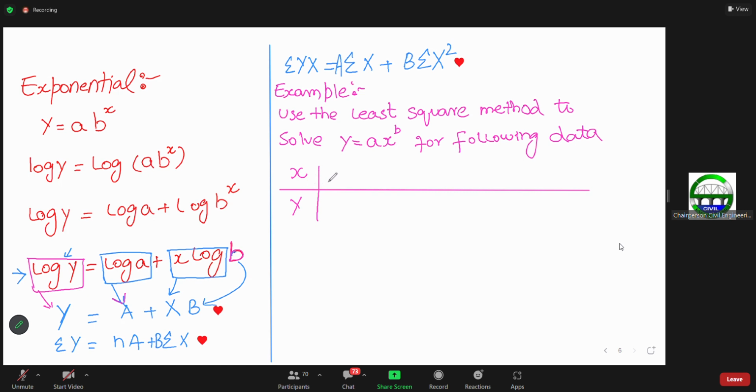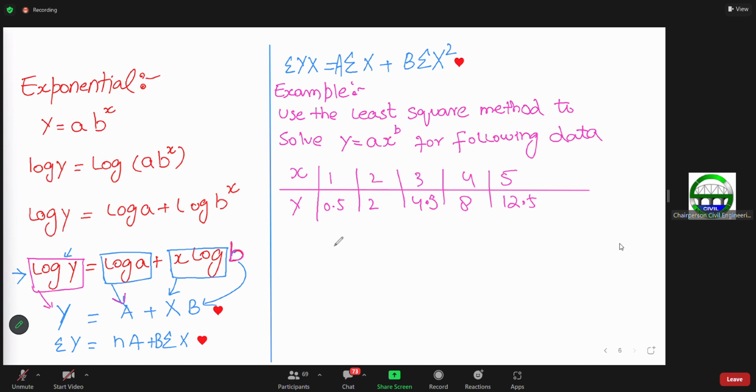Okay, so x is equals to 1, x is equals to 2, x is equals to 3, x is equals to 4, and x is equals to 5, and corresponding y values are 0.5, 2, 4.5, 8, 12.5. Okay, so let's try to solve this one. Again, in here, we have to solve it first.